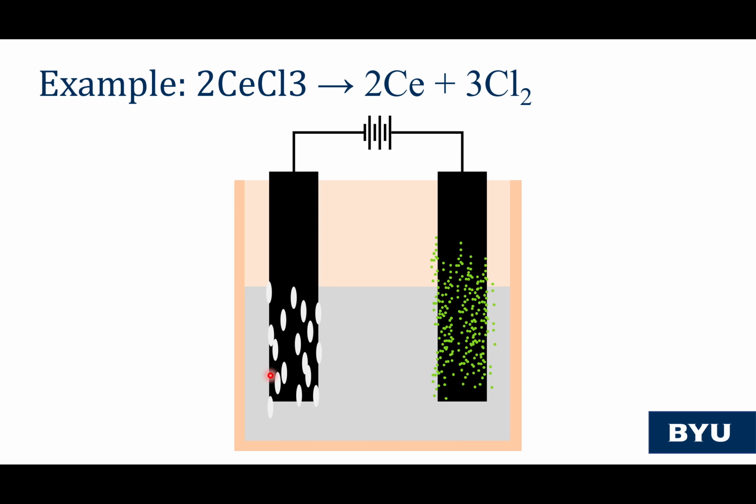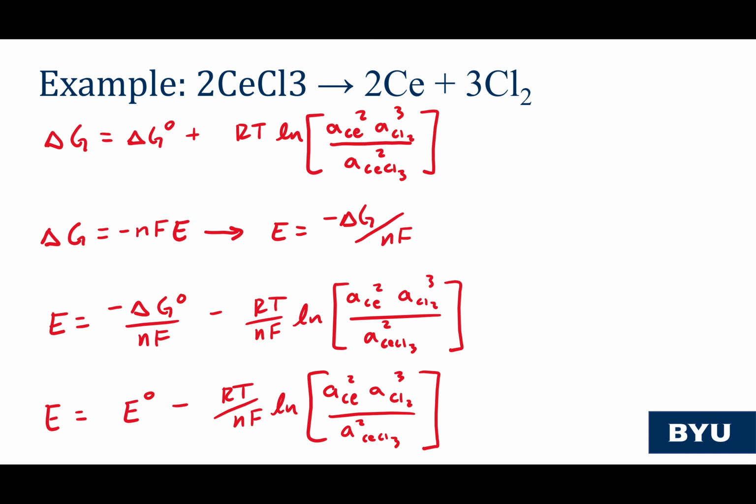So let's go through a little example here. How would we write this out if we had cerium chloride that was being electrolyzed? And so at our cathode, we have a reduction to cerium metal, and at our anode, we have an oxidation to chlorine gas. Well, we write out the change in Gibbs free energy according to the activities of each of the substances.